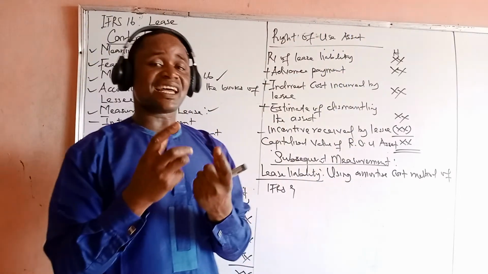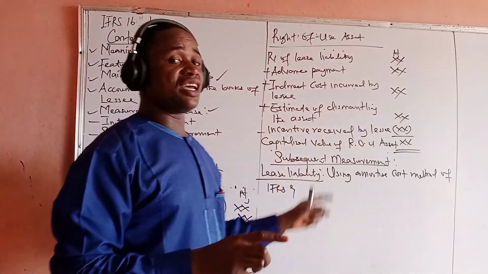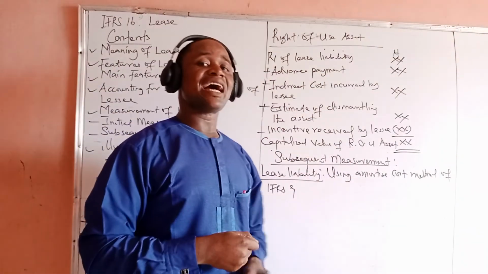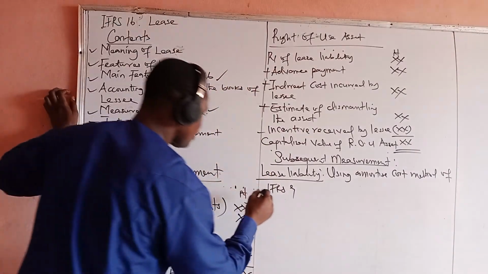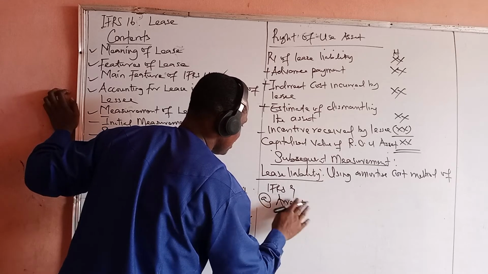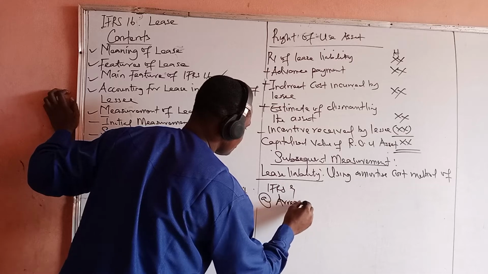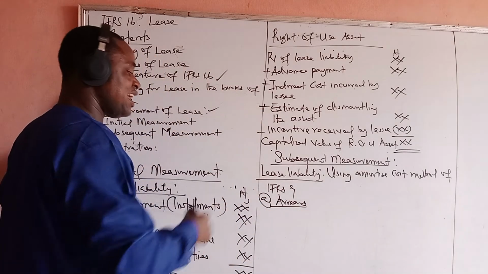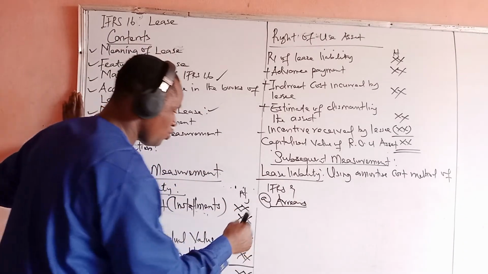So you must understand these two points to draft your amortized cost schedule. Is your installment paid in arrears or in advance? It is very important. Let's see. A, arrears. When the installment is paid in arrears, this is at the end of the year. This is how the schedule will look.